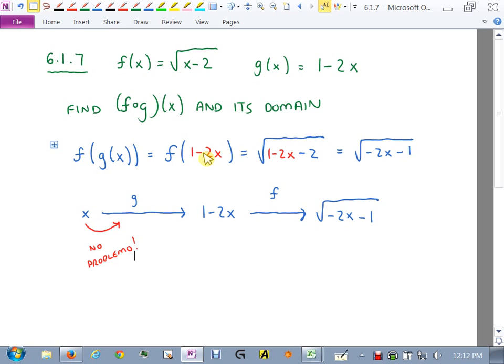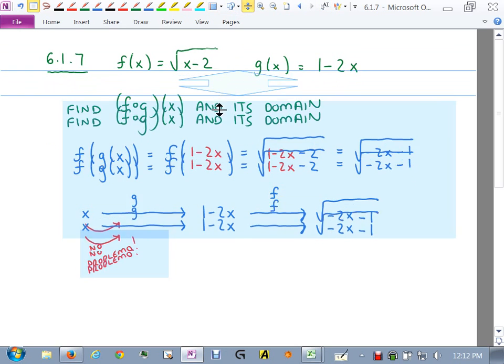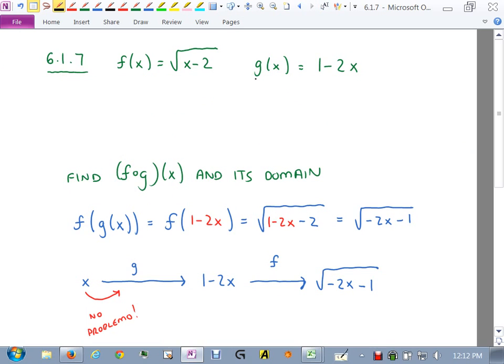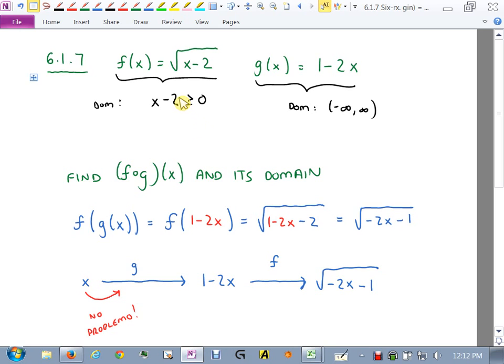Watch. I'm going to insert some space up here. Look, if I asked you right now what the domain of this was, you would say all real numbers. If I asked you what's the domain of this one, you would actually have to say that x minus 2 must be greater than or equal to 0. This is how we did domains when you had square roots. We looked under the root and said that has to be positive or 0, which means x would have to be greater than or equal to 2.